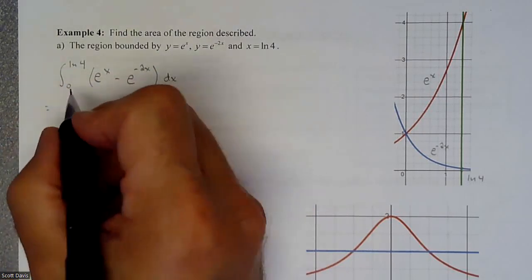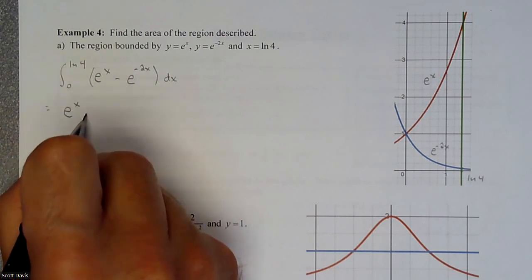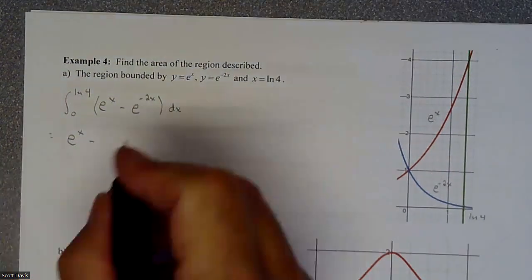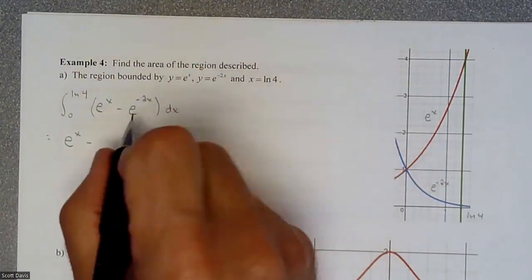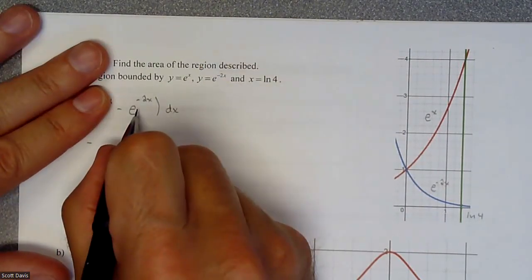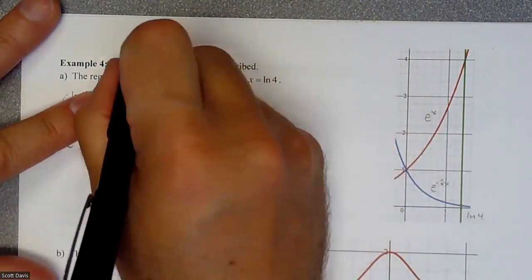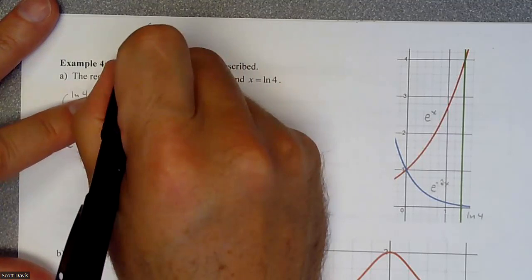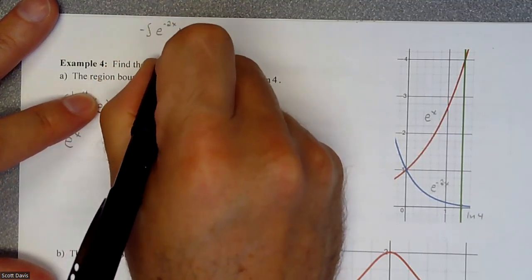So if I do the antiderivative of e to the x, it is e to the x minus. Now this one's going to be a little bit more complicated. I need to do a little u substitution on that. So let me just kind of independently do this one. Let me keep the sign out of here and see what happens. So I'm going to do the antiderivative of, I'm going to pull the negative out, e to the negative 2x dx.